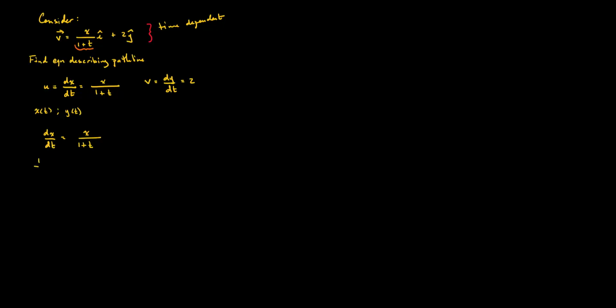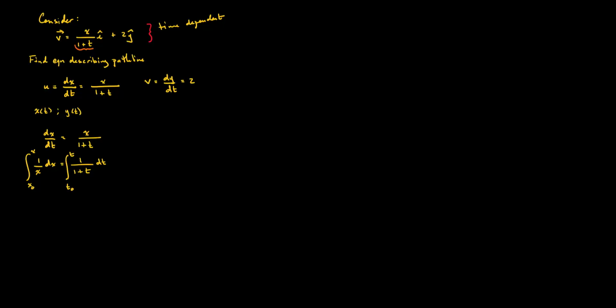So let's separate our variables. We have 1 over x dx is equal to 1 over 1 plus t dt. And we can integrate this. And just to kind of change things up a bit from how we did the streamlines, here we'll do a definite integral, you know, between some point x naught and an arbitrary point x, and some point t naught and an arbitrary point t.